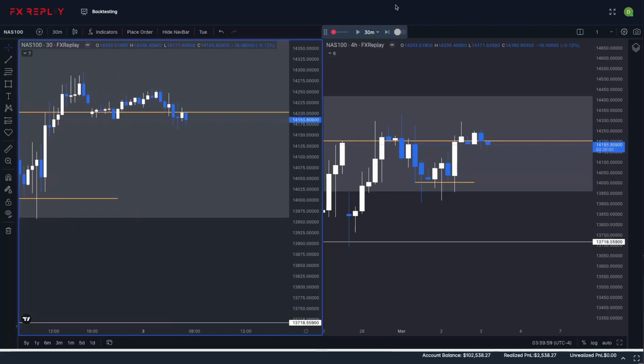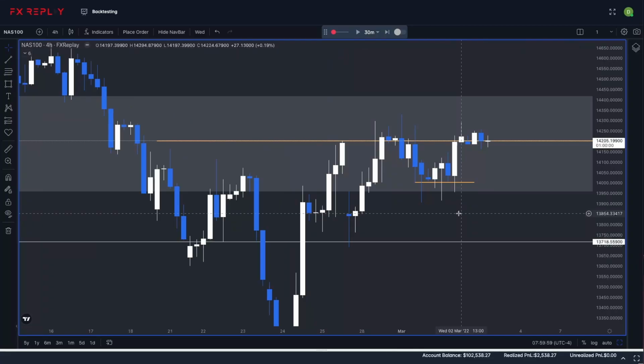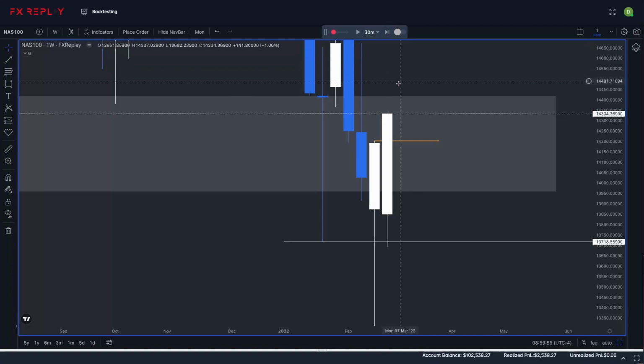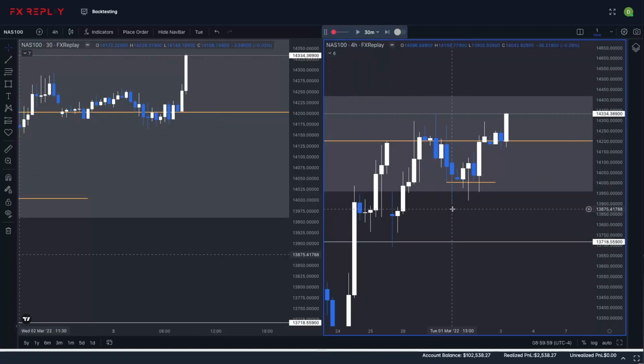We do get the move higher. And now I think we're in the next week. So what did the weekly close at? Not yet, it hasn't closed yet, has it? No, not yet. Okay, sorry guys, I'm just doing this very fast.